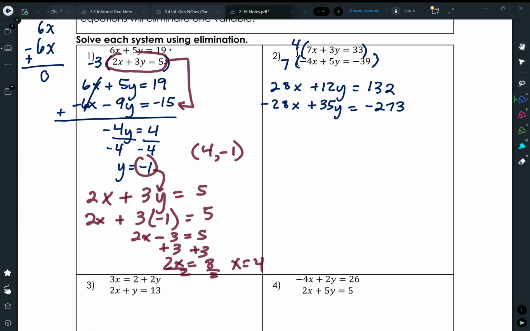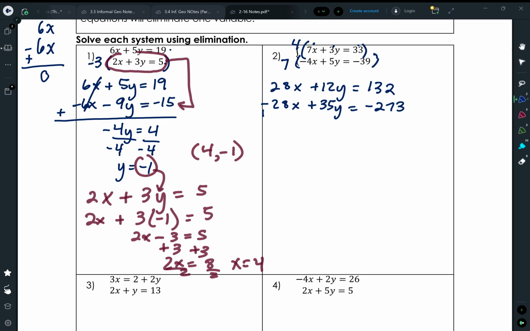And then I always like to take a second and just make sure that I've done all of my distributing. So I multiplied the top one by 4 all the way through. 7 times 4, 3 times 4, 33 times 4. They were all positive to start with. They're still all positive. And then I just do the same kind of quick check in my second equation, that I multiplied everything by 7 and that my signs are correct.